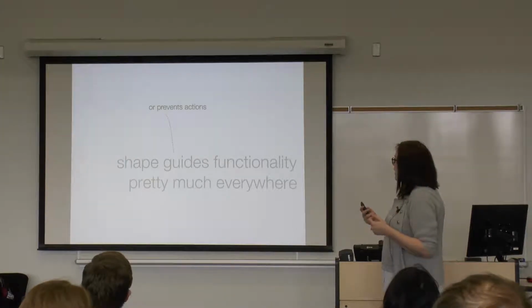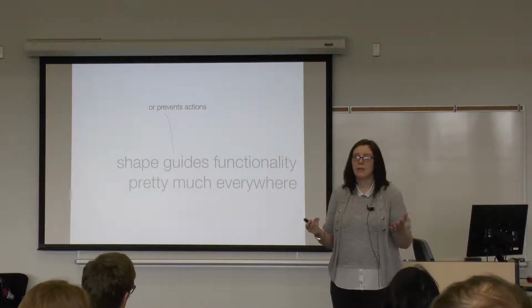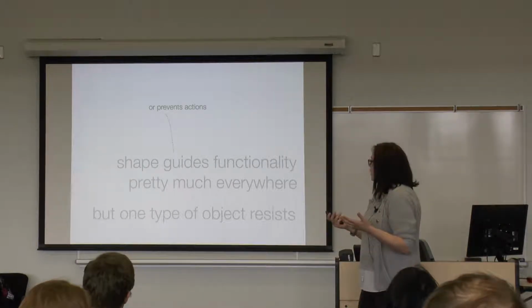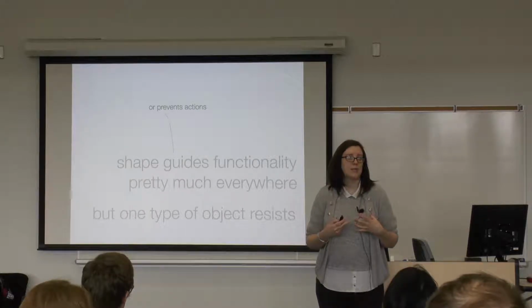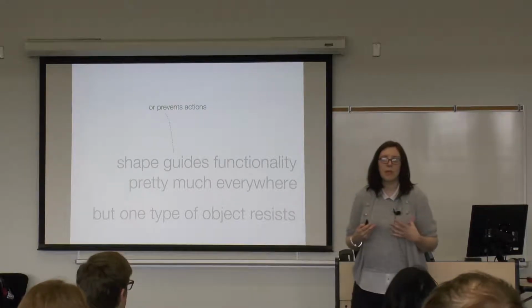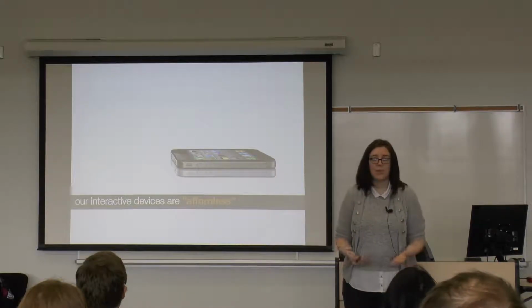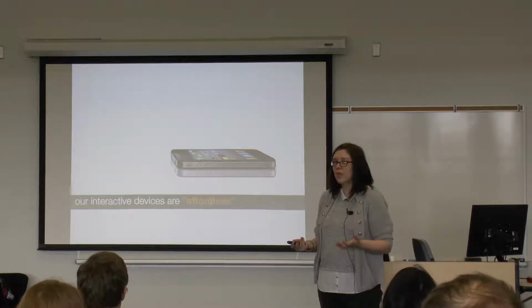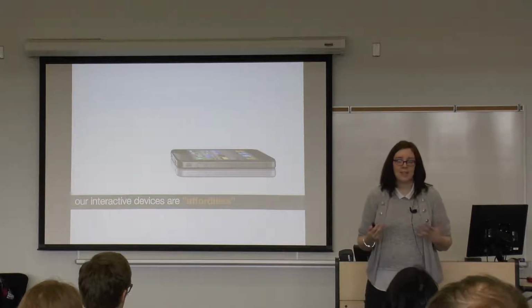Okay, so shape guides functionality pretty much everywhere around us in the world. And there is one type of object that resists this notion of affordance and shape to help manipulating things. It's our phones, or interactive devices, or computers, or tablets, anything. It's just static. It's rigid. It's just a brick. That's what I say. It's like a brick.